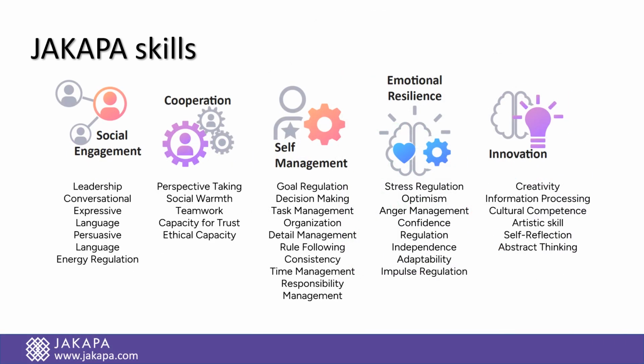JAKAPA measures 32 skills in 5 areas. Refer to these skills as you are teaching. If you're reading a novel or you're reading about a person in history, discuss the skills they use to solve a problem or lead a government. If you're teaching a process in math or science, point out the importance of consistency and detail management. The more you use the vocabulary, the more your students will be able to connect and apply what they're learning.